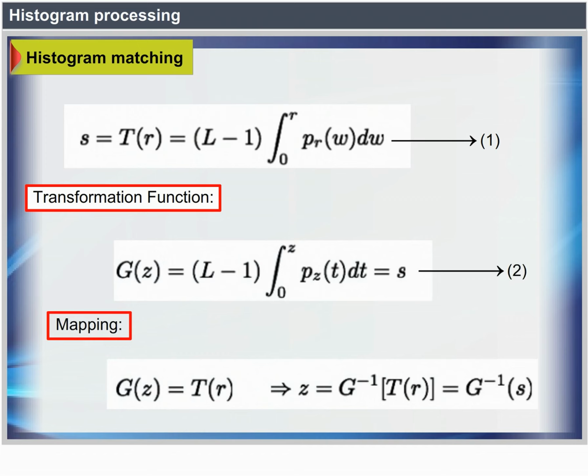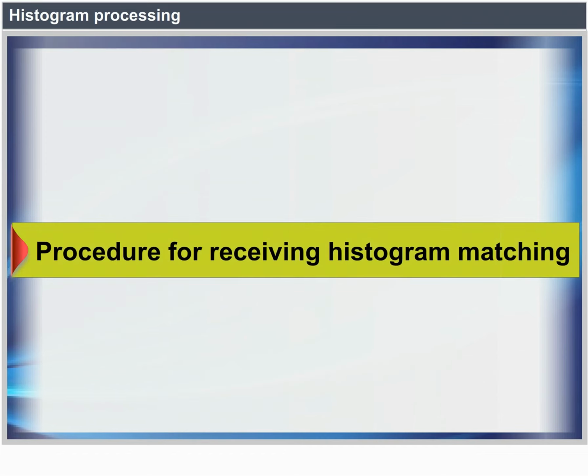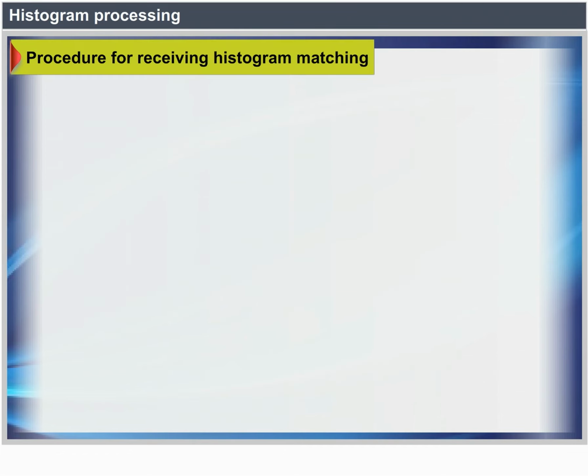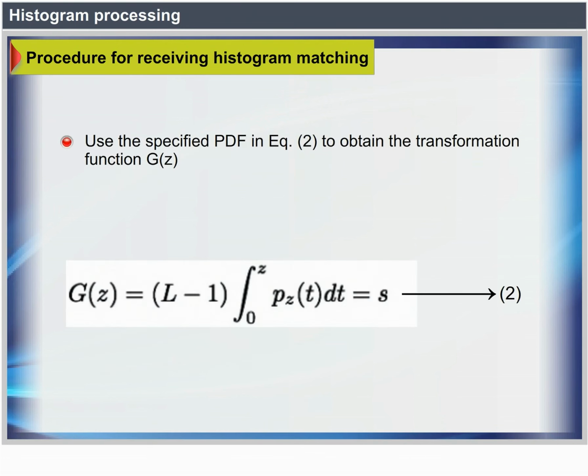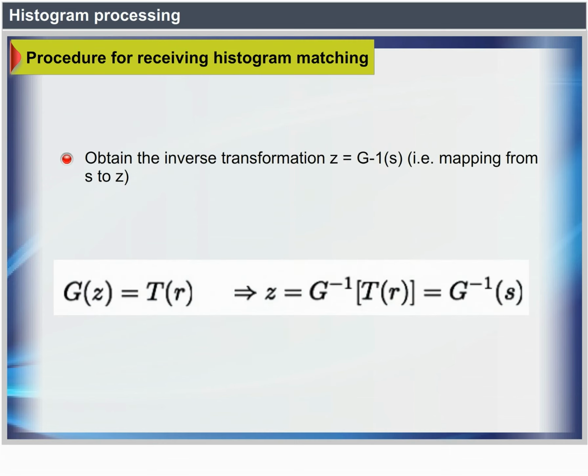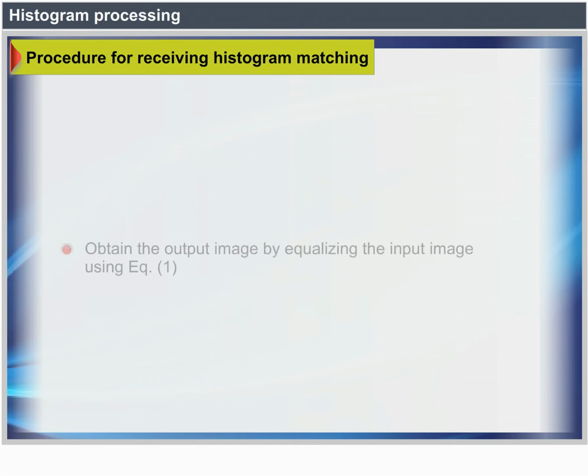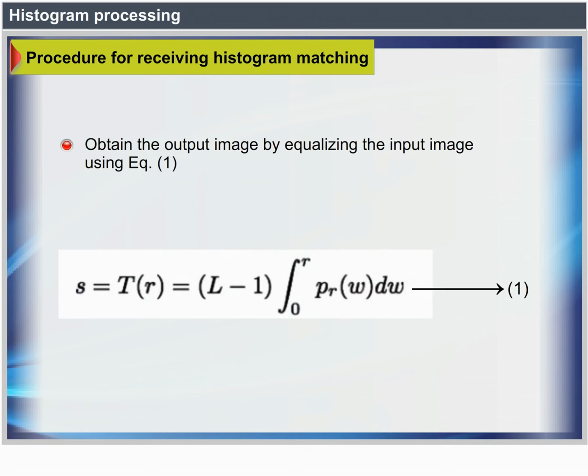Obtain the output image by equalizing the input image using equation 1. For each pixel with value s in the equalized image, perform the inverse mapping z = G^-1(s) to obtain pixels in the output image. Discrete formulation of histogram matching equations are as shown on the screen. In these representations, s_k is the value of the histogram equalized image.